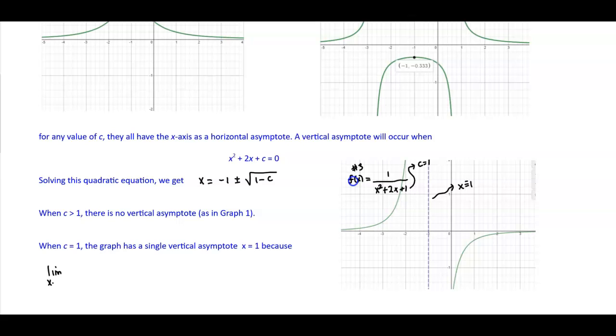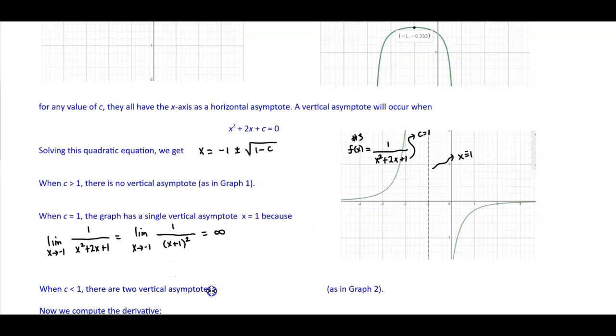If we want to find the limit as x approaches negative 1 of 1 over x squared plus 2x plus 1, what does this equal? If we factor this denominator, this is the limit as x approaches negative 1 of 1 over x plus 1 squared. Therefore, that's going to be 1 over 0, which is going to give us infinity. So that proves the fact that we have a vertical asymptote at negative 1.